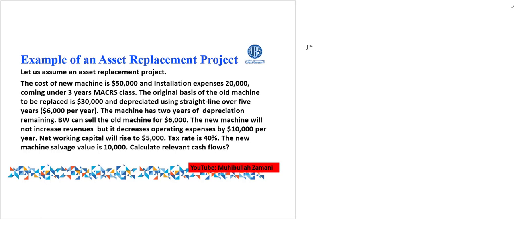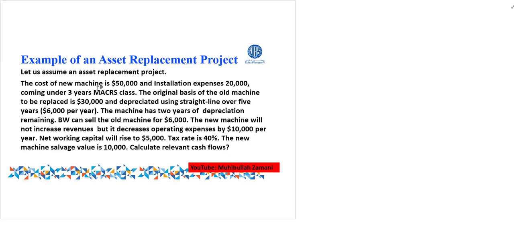But what is the difference between this question and the previous one? In this project, replace means we sell the old machine and we purchase the new machine. So a few adjustments are required. The rest of the thing is the same as the previous one, right? Now let me read the question.